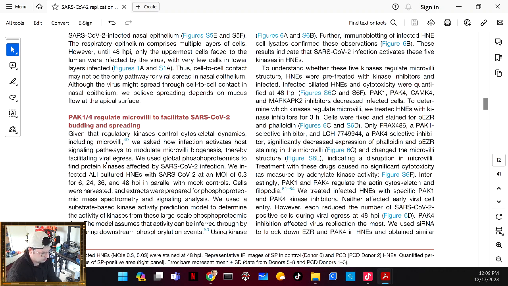We used global phosphoproteomics to find protein kinases affected by COVID infection. We infected ALI cultured human nasal epithelial cells with COVID at MOI 0.3, and at 4, 6, 24, 36, and 48 hours post-infection, in parallel with mock controls, cells were harvested and extracted and prepared for phosphoproteomic mass spectrometry and signaling analysis.